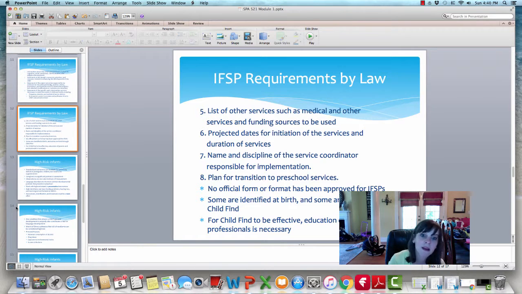Now, some children are identified at birth and some are found through child find. Child find services mean you have to make concentrated efforts of educating parents and professionals in what is developmentally appropriate for children and when to make a referral to an SLP or in other areas of PT or OT if the child's not developing in the timely manner that we expect them to. So we might have conversations with the pediatricians and the local clinics about what is age-appropriate language skills.